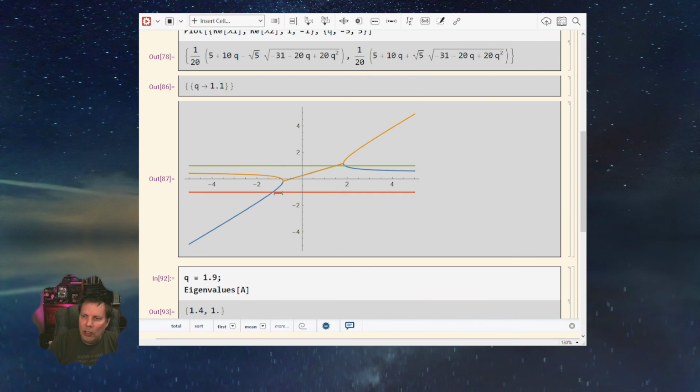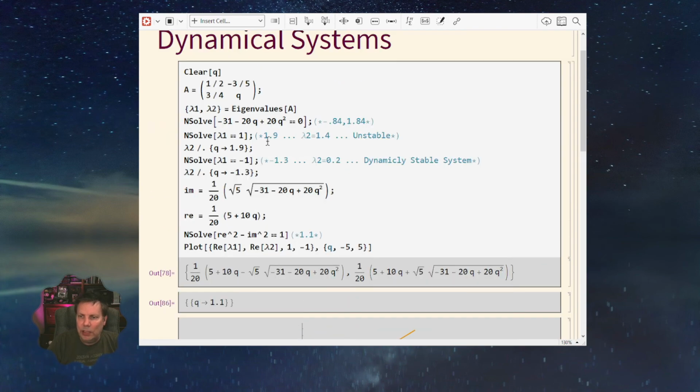So I'll go back to the top here and let's summarize this really quickly. When Q is equal to 1.9, it turns out that lambda 2 is 1.4 and I get an unstable situation. When Q happens to be negative 1.3, well, lambda 1 is negative 1 and lambda 2 is small. It goes to 0. So I get a dynamically stable system.